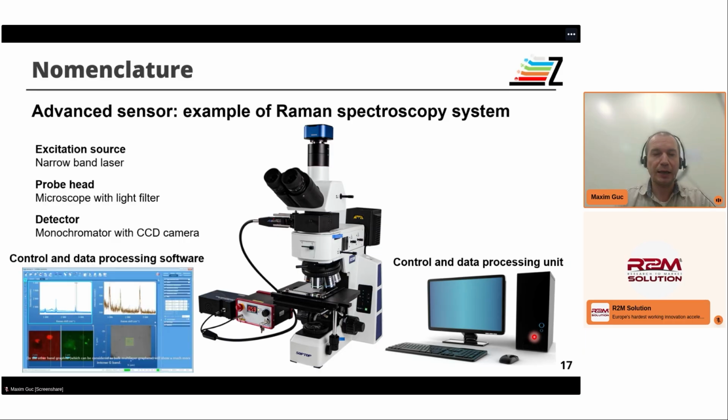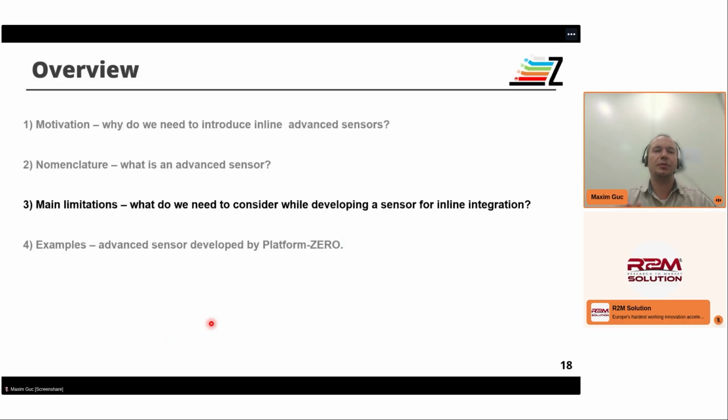the measurements. And of course, in order to show the data correctly, we need control and data processing software. So the development of sensors is not only the hardware part, the software part always has to be taken into account, and it is sometimes more complicated to develop than the hardware part. So with this, more or less we now understand what we mean by these advanced sensors.